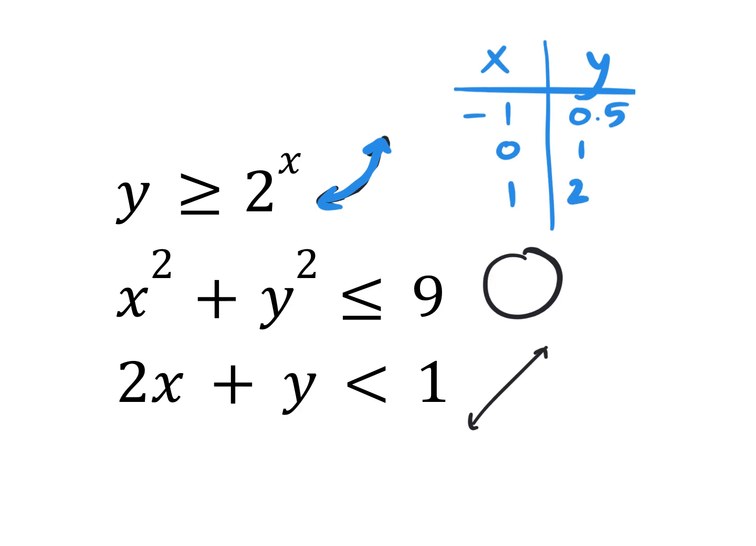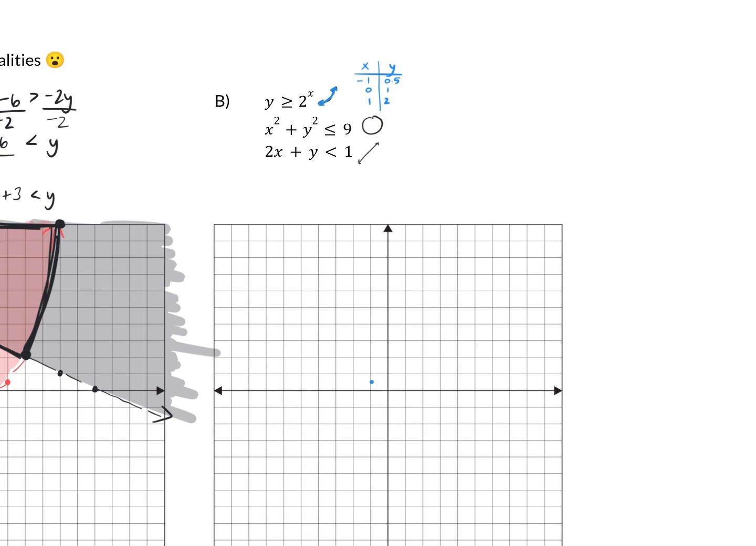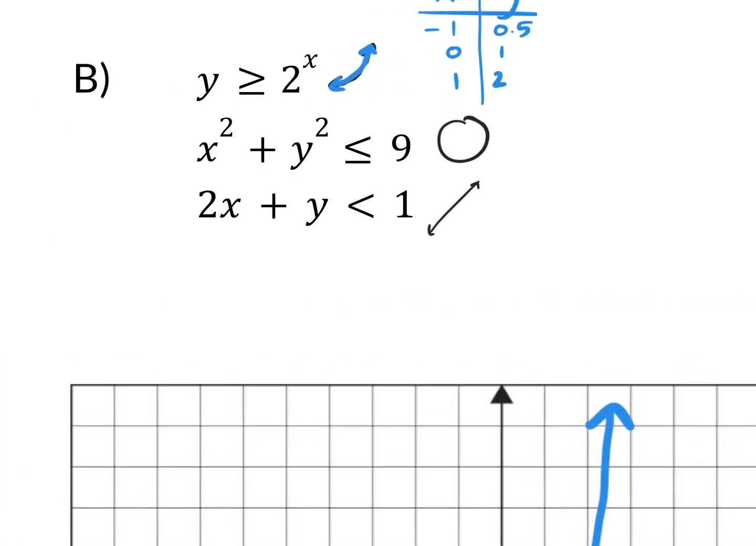Okay, so let's go graph that one first. So -1, 0.5; 0, 1; 1, 2. Now, this cannot cross where? The x-axis, right? Yes. Okay, oops, and I accidentally did it correctly, but it was a solid line, right? Okay. All right, next one is our circle.